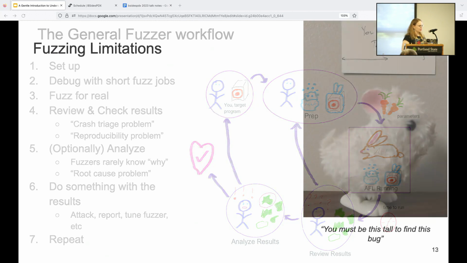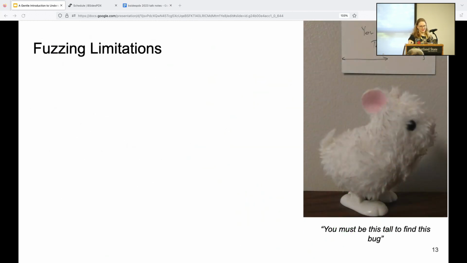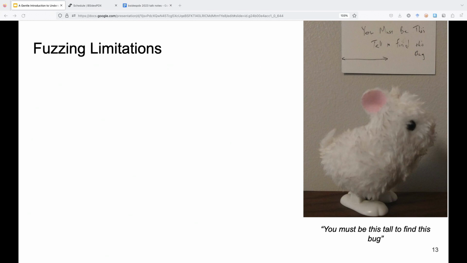All right, so when is a fuzzer a bad idea? Fuzzers are a great tool, don't get me wrong, but not every great tool is great for every job. And one of the important things in CS is recognizing that and knowing what kind of tool to reach for.